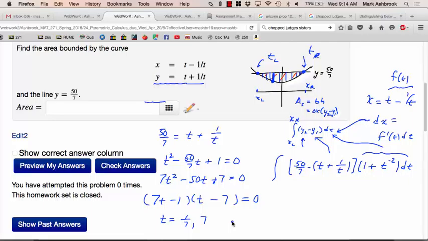And then t is 1/7. That's actually going to end up being the left point. We could verify that by putting it into x. When t is 1/7, x is negative, indicating that it's this point over here. When t is 7, x is positive, indicating this point over here. So we're going to integrate from t equals 1/7 to 7.